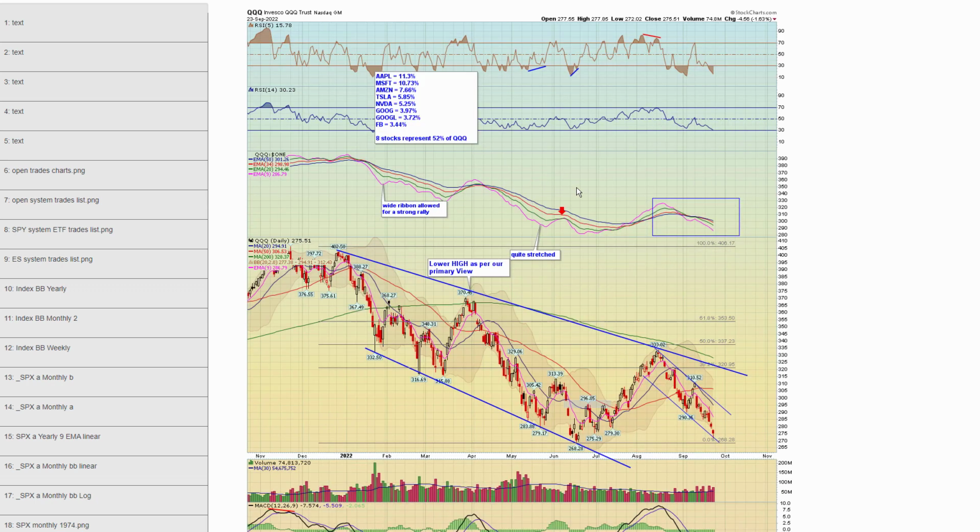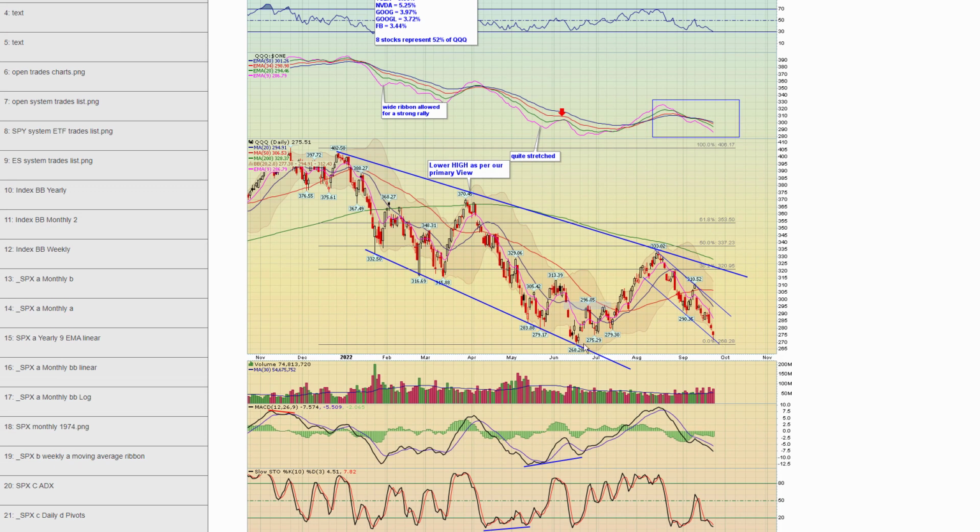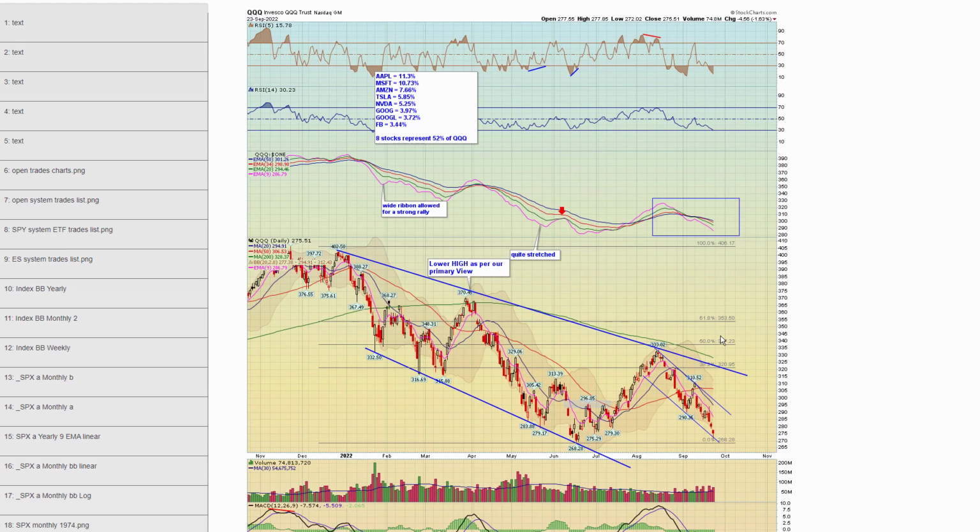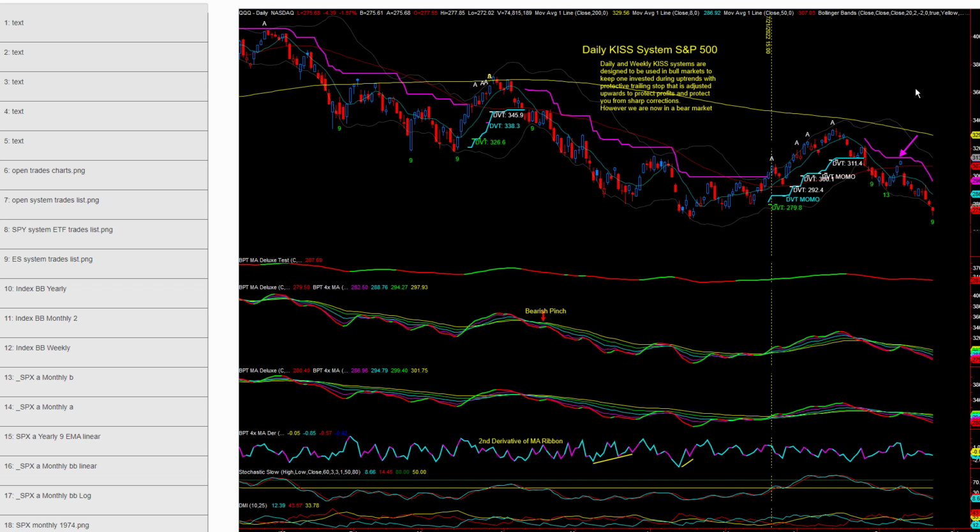Next. Chart 32, here's the daily triple Qs. Again, like I said, back to the June lows here in this tight channel. Next. Chart 33, here's the daily KISS system for the triple Qs. Again, just like the S&P, it's done its job this year. It stayed out of the market most of the time. And the longs it did take, it did get out at decent prices. And it's been in cash.